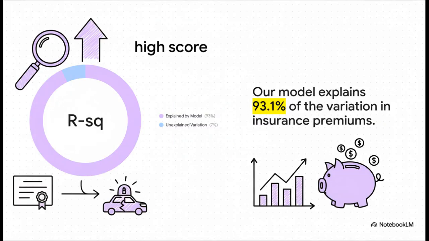And this brings us to r². You can think of this as our model's report card. And wow, did it get a good grade? 93.1%. That is huge. It means that just those two factors, driving experience and violations, can explain a whopping 93.1% of all the differences we see in insurance premiums. That little 6.9% leftover, that's just due to other random factors we didn't include in our model.